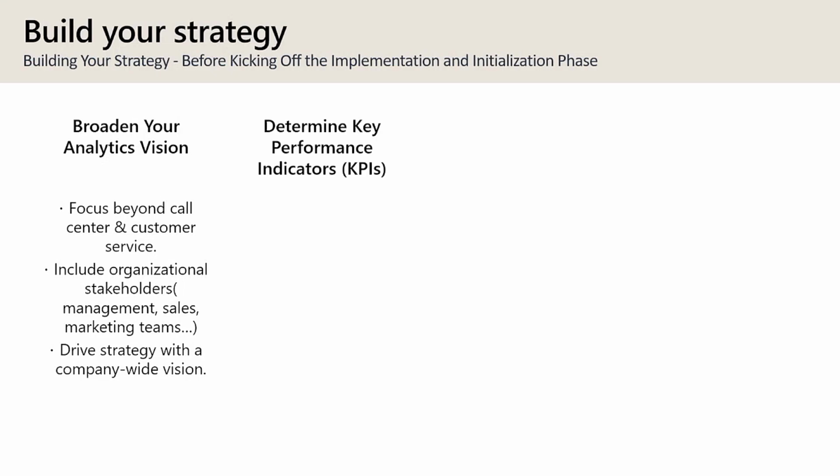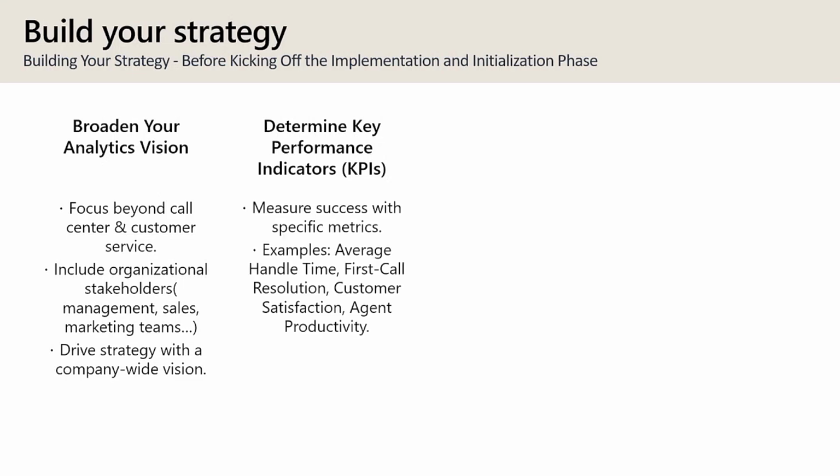Second step is to determine the KPIs. Measure success with specific metrics. Clear KPIs help tracking progress and performance. Example includes average handling time, first call resolution, customer satisfaction, and agent productivity. These metrics provide a comprehensive view of the contact center performance.